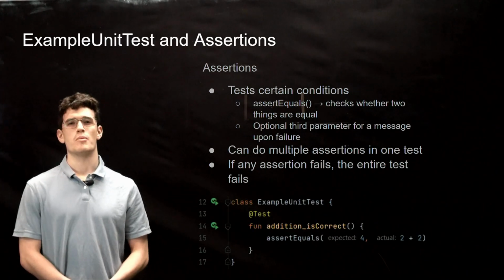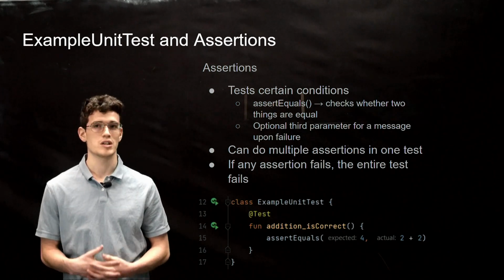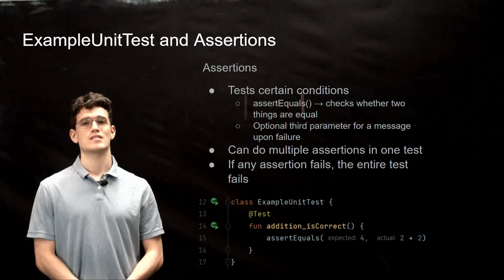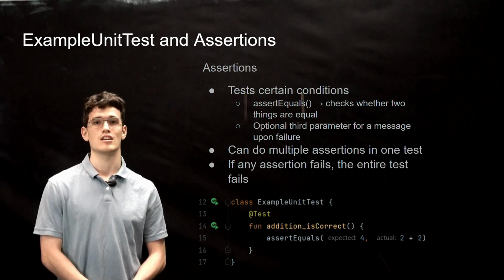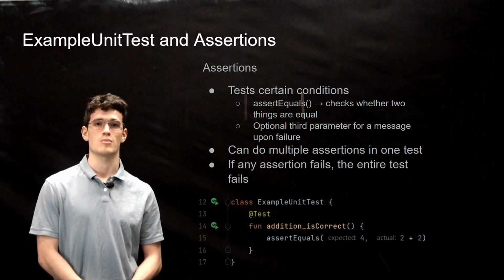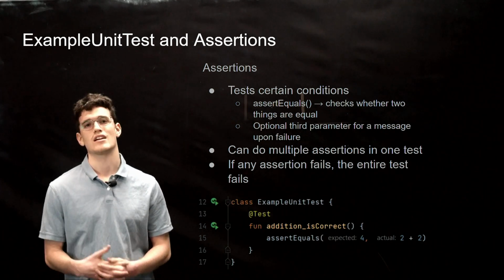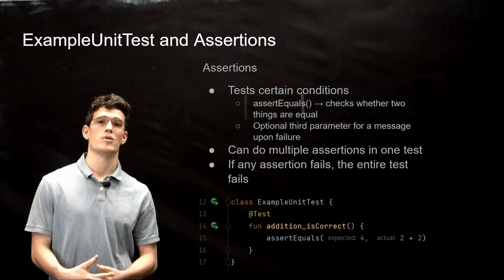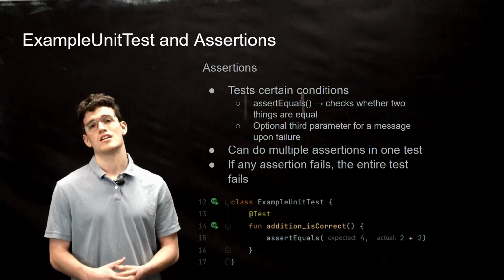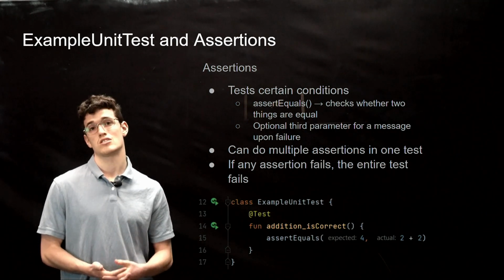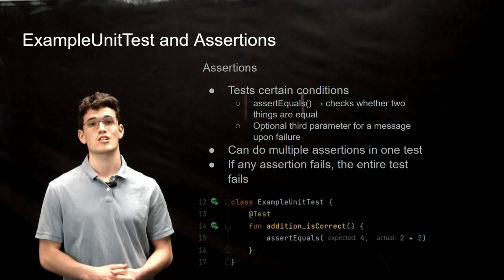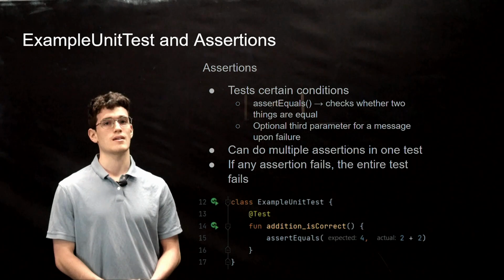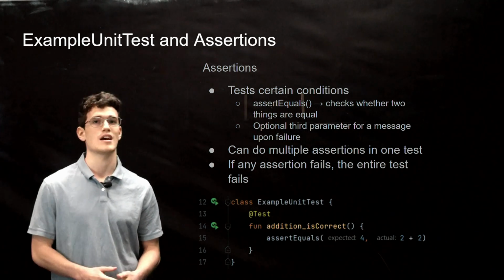So as you can see on the bottom, we have a super simple unit test right here. It is ExampleUnitTest. That is a class, and below it we have the @Test modifier around a function called addition is correct, with an assertion in there. The assertion is an important part of testing, and as we can see here, we have an assertEquals, which basically tests the condition that the expected value, which is the first parameter, is equal to the second value, which is the actual value, the thing that we are trying to test.